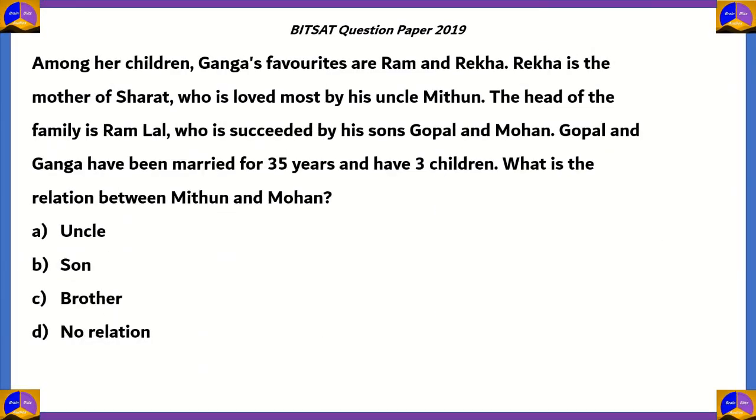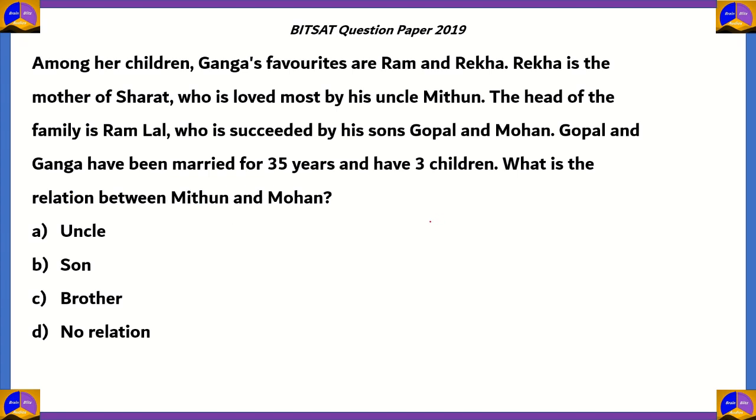Let's look at the final question of this video, and this is a question on blood relations. Among her children, Ganga's favorites are Ram and Rekha. Rekha is the mother of Sharat, who is loved most by his uncle Mithun. The head of the family is Ramlal, who is succeeded by his sons Gopal and Mohan. Gopal and Ganga have been married for 35 years and have 3 children. What is the relation between Mithun and Mohan?